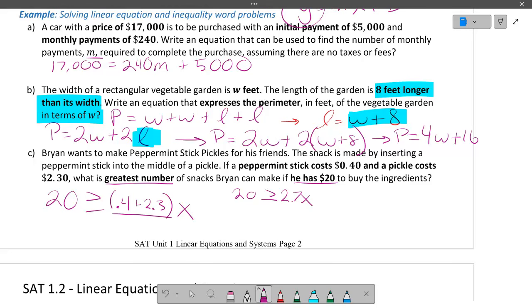All right, and then we solve, and we get 7.4. 7.4 is greater than or equal to x. So what's the greatest number of snacks that he can make? 7, because he can't make 40% of one. He's going to have an extra pickle maybe. But the maximum that he can make is 7, because 7 is the greatest value that satisfies that inequality.